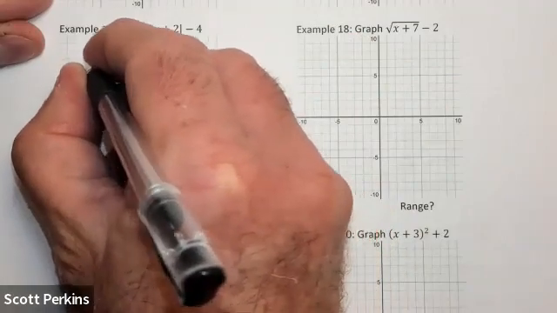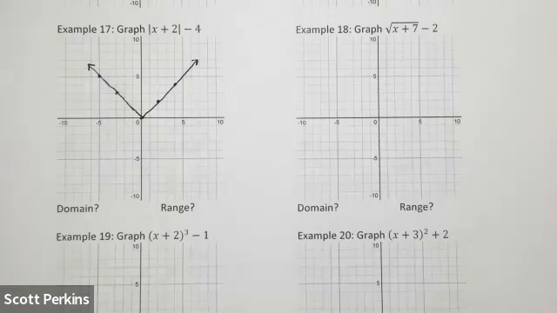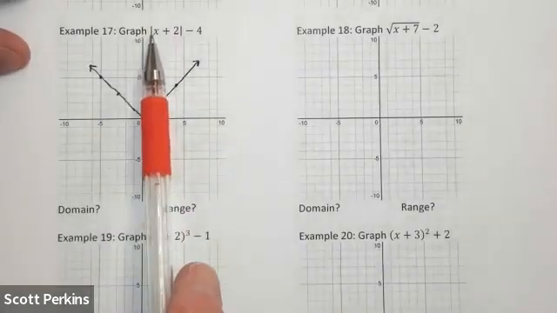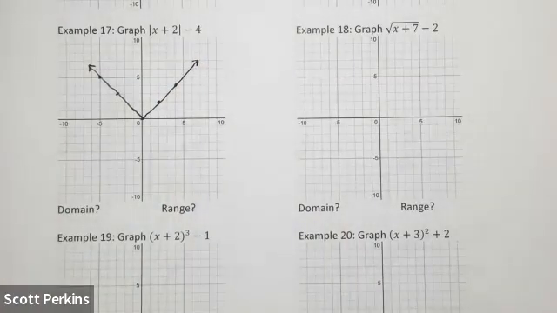Now, my hope is at some point in the future, you can get to the point where you can do the translations without drawing the basic graph, but don't be shy. Do whatever you need to do. So now that we've graphed the basic graph, I want you to graph the absolute value of x plus 2 minus 4. Right there on that same Cartesian plane, absolute value of x plus 2 minus 4. And once you've done that, identify the domain and the range of that new graph, please.